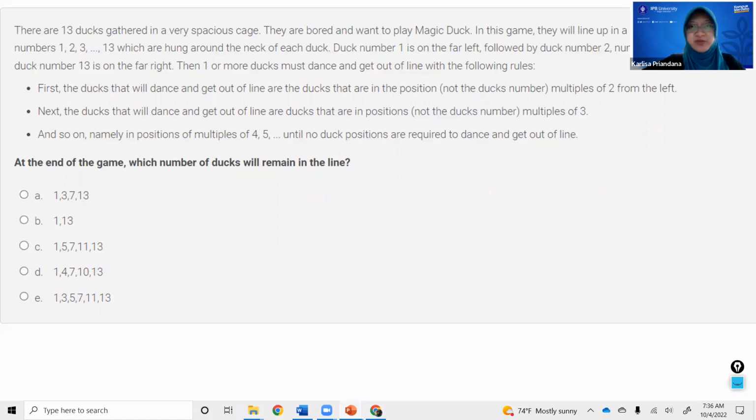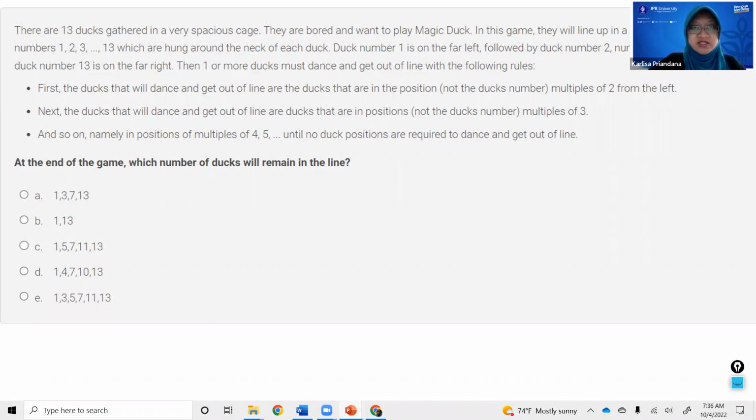Okay, so this is the first problem in rubric 5. There are 13 ducks gathered in a very spacious cage. They are bored and want to play magic duck. In this game, they will line up in a row and are given special numbers 1, 2, 3 until 13, which are hung around the neck of each duck. Duck number 1 is on the far left, followed by duck number 2, number 3, and so on, until duck number 13 is on the far right.